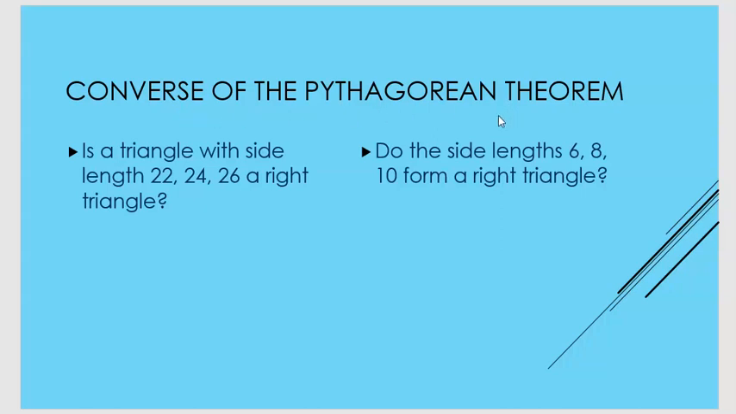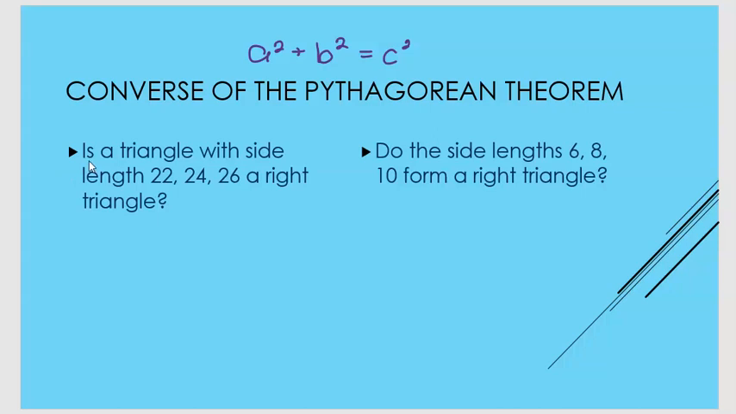So we've been learning that the Pythagorean theorem states that if we have a right triangle, then a squared plus b squared, which are the legs of the triangle, will equal c squared, which is the hypotenuse. The converse, we ask, given three legs, can it form a right triangle?